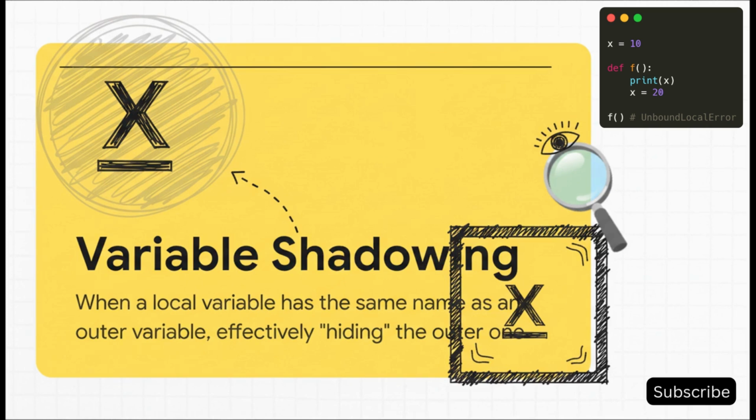It's when you create a local variable that has the exact same name as a global one or one in an enclosing scope. Inside that function, the local name wins. It takes precedence, basically hiding the outer variable from view. This can lead to some really subtle and frustrating bugs.